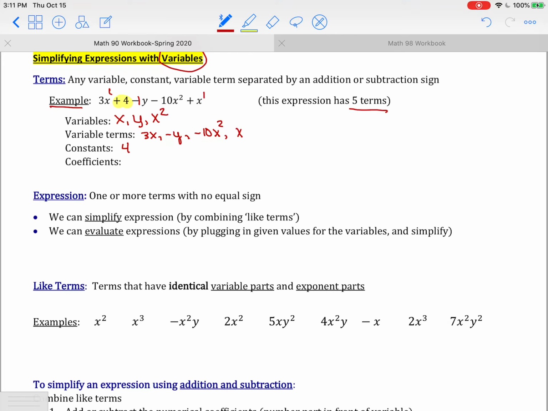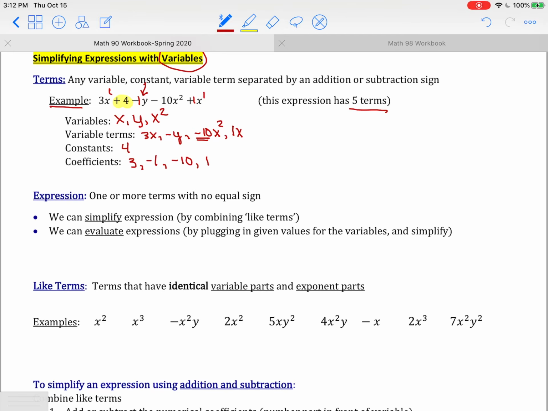And the coefficients, remember that coefficients are numbers that are multiplied by the variable. They come right in front of the variable in the variable term. So we can see we have a 3, that's the coefficient of the 3x. We have a negative 1, that's the coefficient up here. Even though we don't write that 1 in there, we know that that negative 1 is sitting in front of the y. We have a negative 10 that's sitting in front of the x squared, right here. And even though we don't see it, we have a 1 that's sitting right there in front of that x.